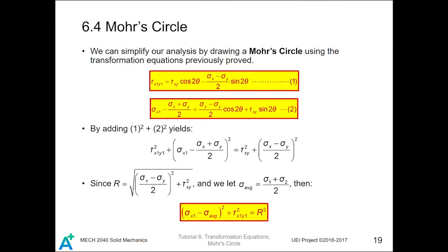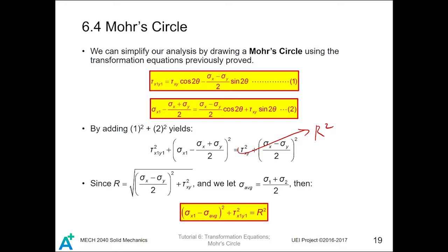Then, after we do a lot of simplification, you can have tau x1y1 squared plus sigma x1 minus sigma x plus sigma y divided by 2 squared equals tau xy squared plus sigma x minus sigma y divided by 2 squared. So here, this stuff is just r squared. Okay. At the same time, we define the average direct stress to be sigma 1 plus sigma 2 divided by 2, which is the average of the principal stresses.